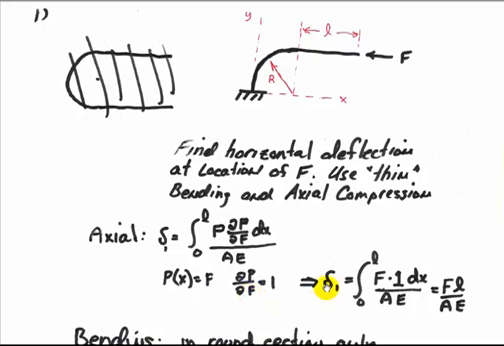So my deflection piece in this region is an integral of my load times the partial of the load with respect to F, dx over AE, integrated over the entire length. And the F and the AE are constants. I can bring those out. This leaves an integral of 1 dx, which becomes the value of x, evaluated between 0 and L, just becomes L. So our deflection of this straight piece due to compression is FL over AE, our familiar axial compression deflection formula.